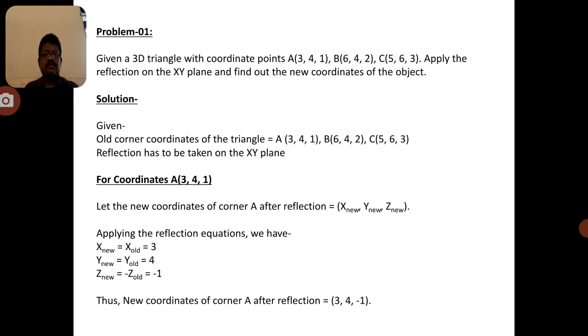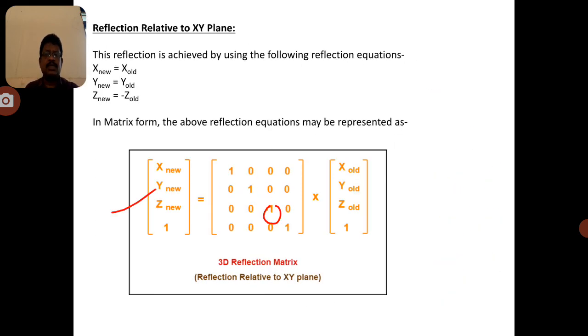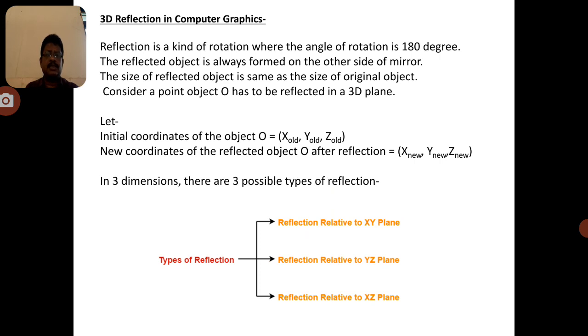So this is the concept of reflection. A reflection takes place as a kind of rotation where the angle of rotation is 180 degrees, which may be considered a mirror method. So the object is rotated by a particular angle about a plane, and the plane can be taken as the xy plane, the yz plane or the xz plane. So this is the 3D reflection. In the next video I am going to take one more transformation technique.